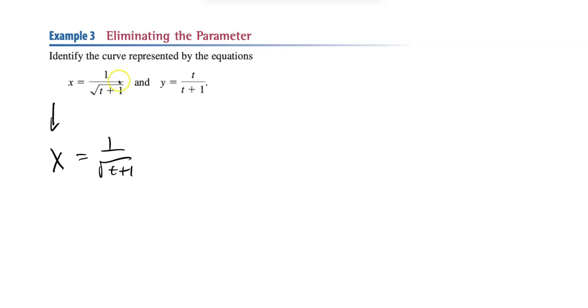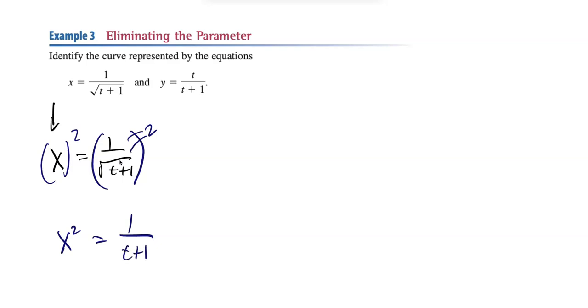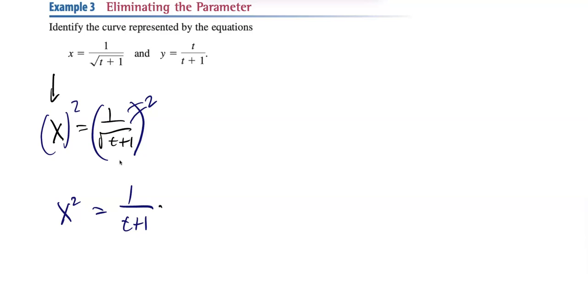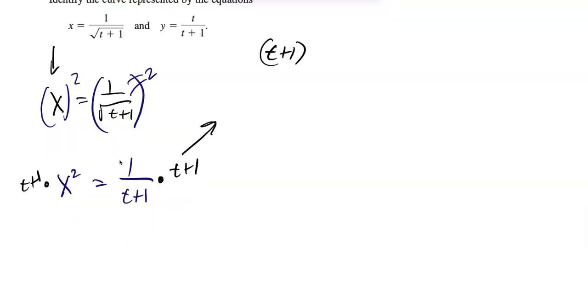So the first thing I would do would be get rid of the square root. Let's square both sides. So we get x squared equals 1 squared, which is 1, and then the square goes to both of them, and that just becomes t plus 1. Like that. Then I would probably multiply both sides by t plus 1, because it's in the denominator, I want to get rid of it. So we're going to get t plus 1 times x squared equals 1. Right, these cancel. And we're trying to get t by itself, so let's just divide by x squared. Those are gone. We get t plus 1 is equal to 1 over x squared.